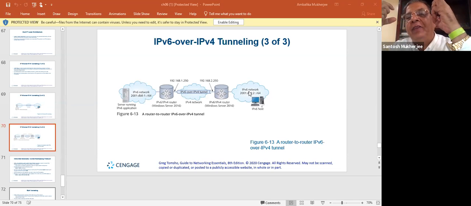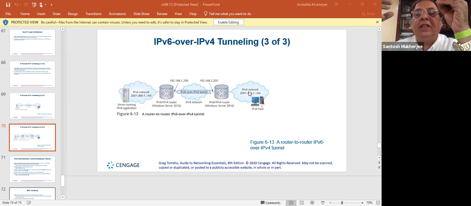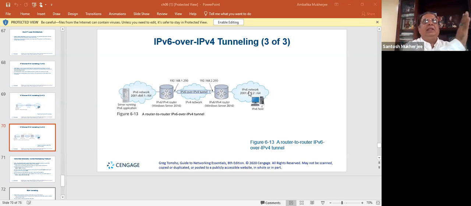At the two ends, we have an IPv6 host. One is a server running IPv6 applications, and the other is the IPv6 host. But in between, we have certain servers or IPv4 routers, which basically have an interface to IPv6. This is the host, IPv6, and then we have the existing networks, the old network. So between the two ends, we have two routers, which make the interface from IPv6 to IPv4 and from IPv4 to IPv6, and then it goes back to the host as IPv6.